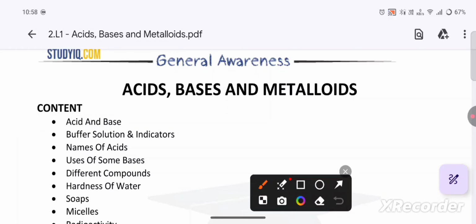In Group D, science plays a major role. Science means chemistry, physics, biology. As usual, people think chemistry is very tough, but we will break that. We will study thoroughly, repeatedly revise the concepts, and crack the exam. Don't worry about this. Today the topic is acids, bases and metalloids.